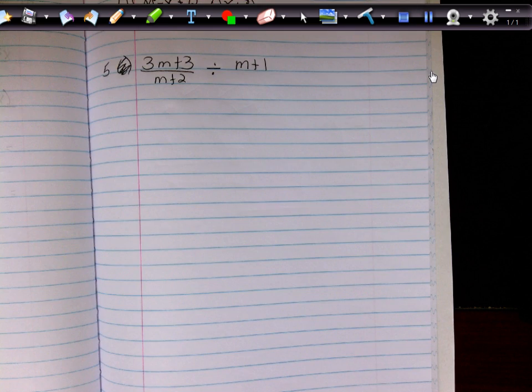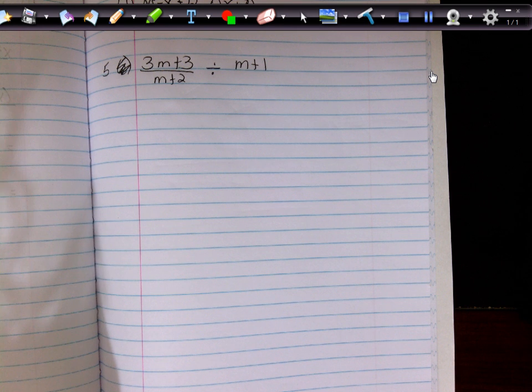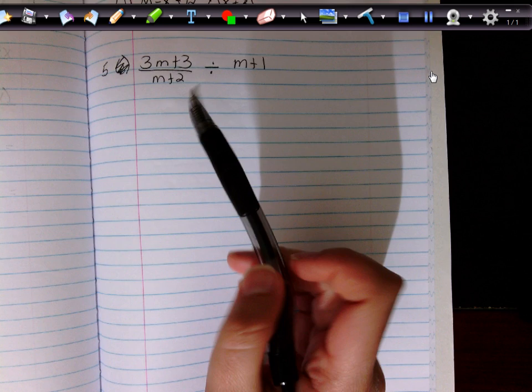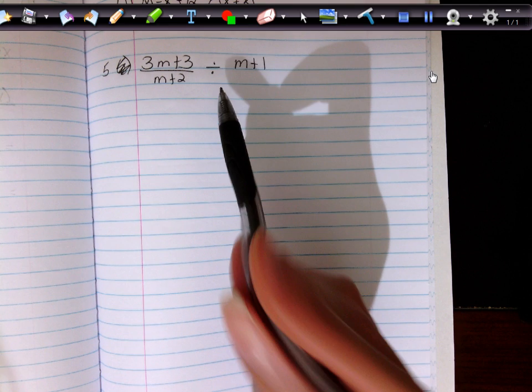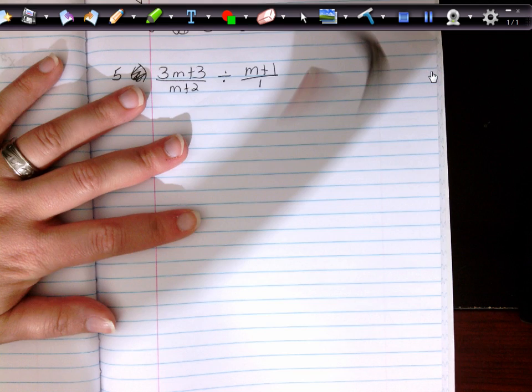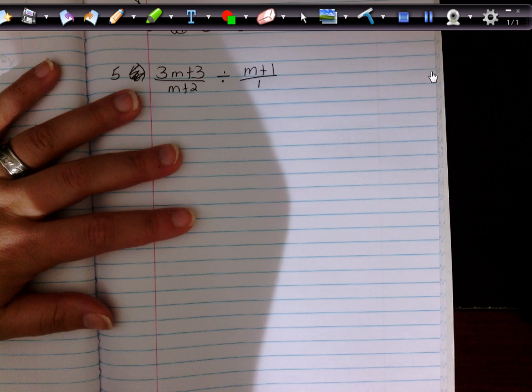Alright, go ahead and write down number 5. We have 3m plus 3 over m plus 2 divided by m plus 1. Now here we're used to seeing a fraction here and a fraction here, and there's no fraction right here on the right hand side, so I'm going to make a fraction because I can put anything I want to over 1. So I'm actually going to make that into a fraction. So if your fraction's not there, just put it over 1.